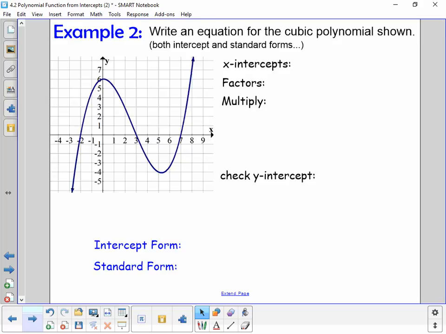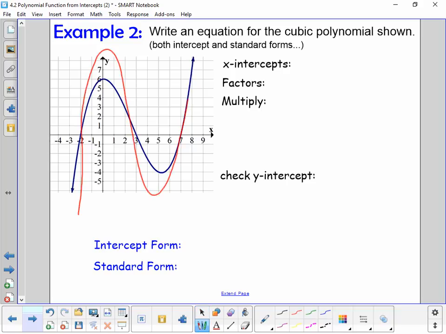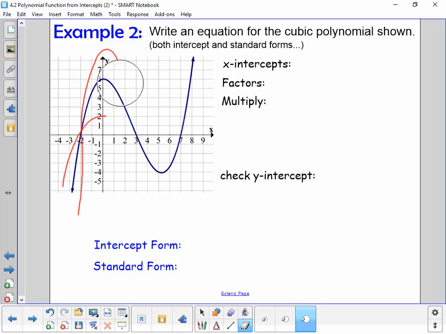Okay, it's not saying write the equation of this stretched out function. It's not saying write the equation of this one with those zeros. This one is very particular. Both the x-intercept and the y-intercepts are shown to us, and we need to use that information. We're going to start out exactly the same way as we have been. The only difference is we add the last step of checking the y-intercept.